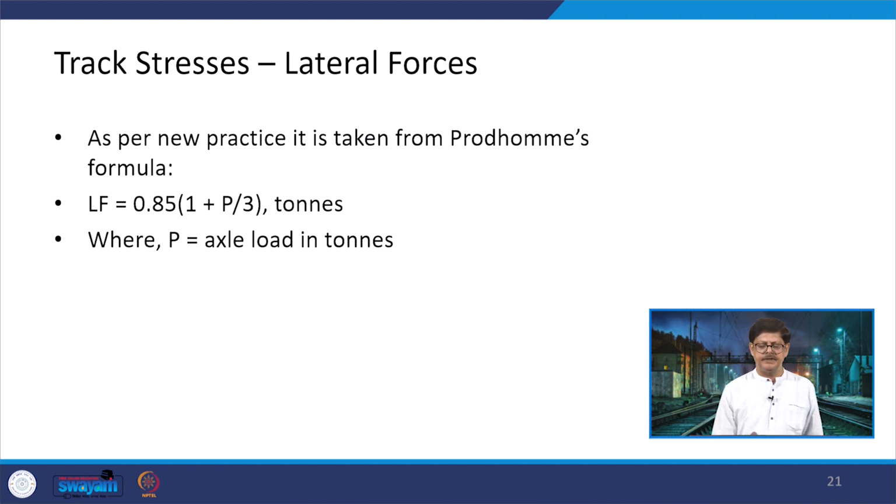As per the new practice, it is taken from Prudhomme's formula, which is lateral force equals 0.85 into (1 plus P divided by 3), where P is the axle load in tons. So, if P is say 21, so 21 divided by 3 is 7, plus 1 is 8, 8 into 0.85. So, that is the value which will be there.